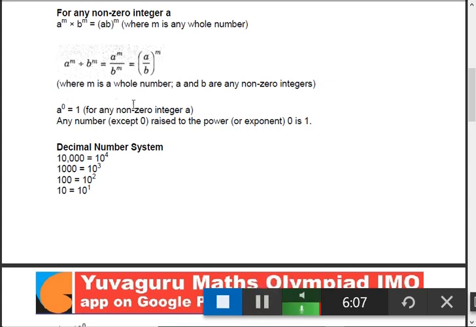In fact, it is true for irrational numbers also. Root 2 raised to 0 is 1. But it's not covered at your level.